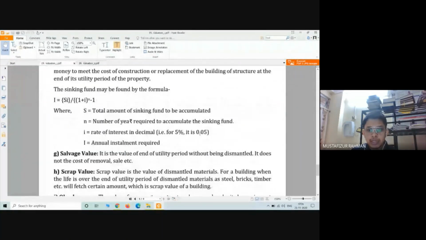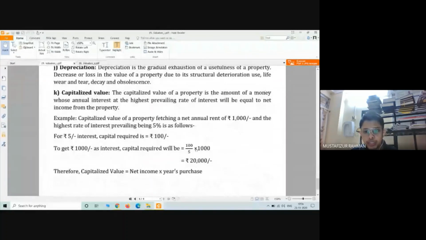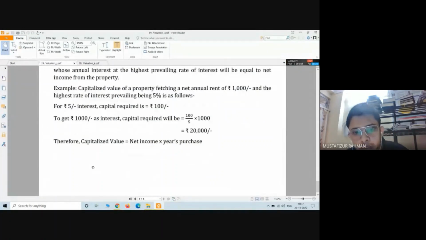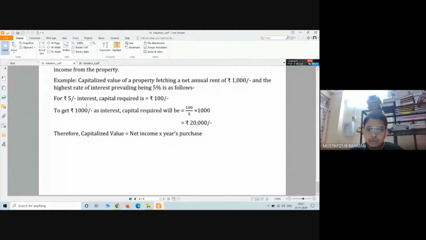So if I multiply years purchase with the net income, I shall get the capitalized value. That is, I shall get the amount that I have to keep in a bank or a fund that will give me the exact same net income as my property is giving me. Okay, I don't know if it is clear or not. Please let me know later.